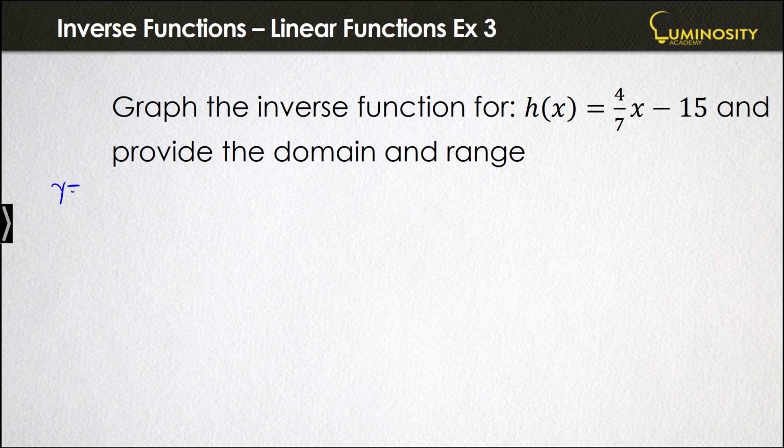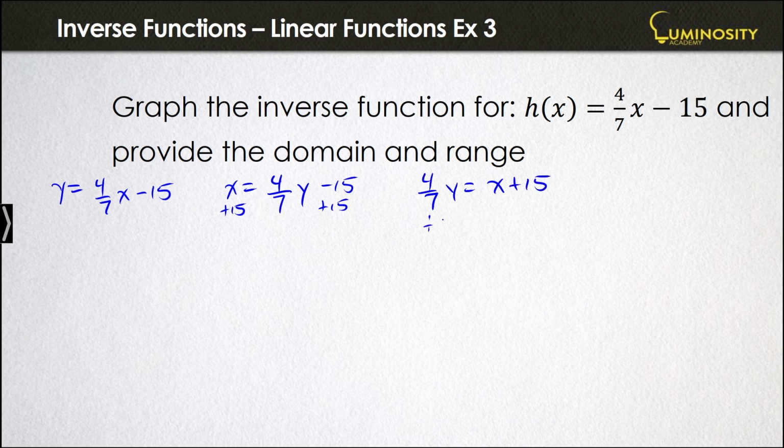So let's go through our steps first. So we have y equals 4/7 x minus 15. We're going to swap our x and y's. So we have x equals 4/7 y minus 15. Oops, that's going to be y. And then we're going to solve for our y. So we're going to add 15 to both sides. And we get 4/7 y equals x plus 15. And then we need to divide by the coefficient.